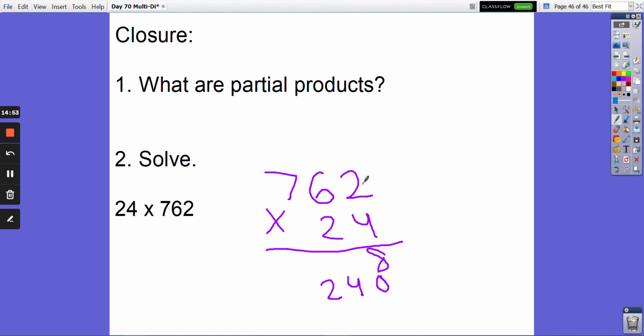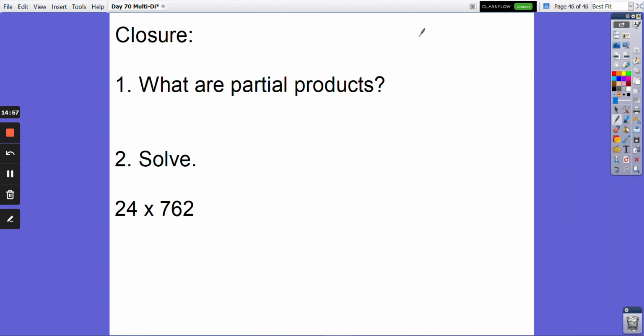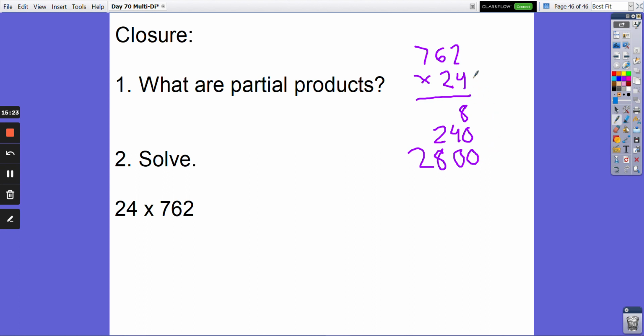20 times 2, I should have written this a little higher up, so let me go ahead and clear that. 762 times 24. So again, we had 8, we had 240, we had 4 times 7 is 28, but that's really worth 700, so we have 2,800. Then, so that's all the numbers that I multiplied the 4 by.